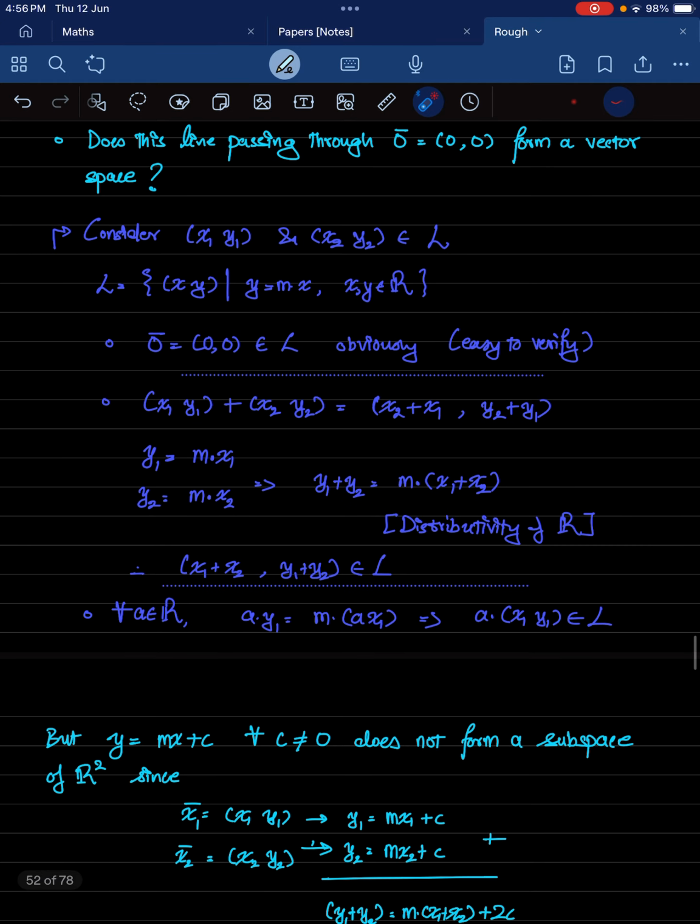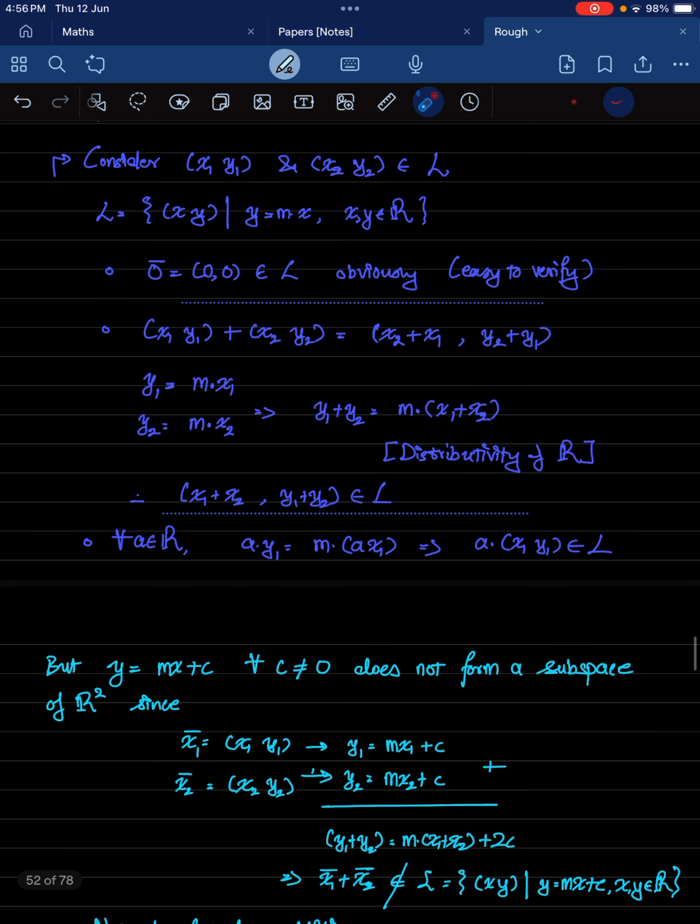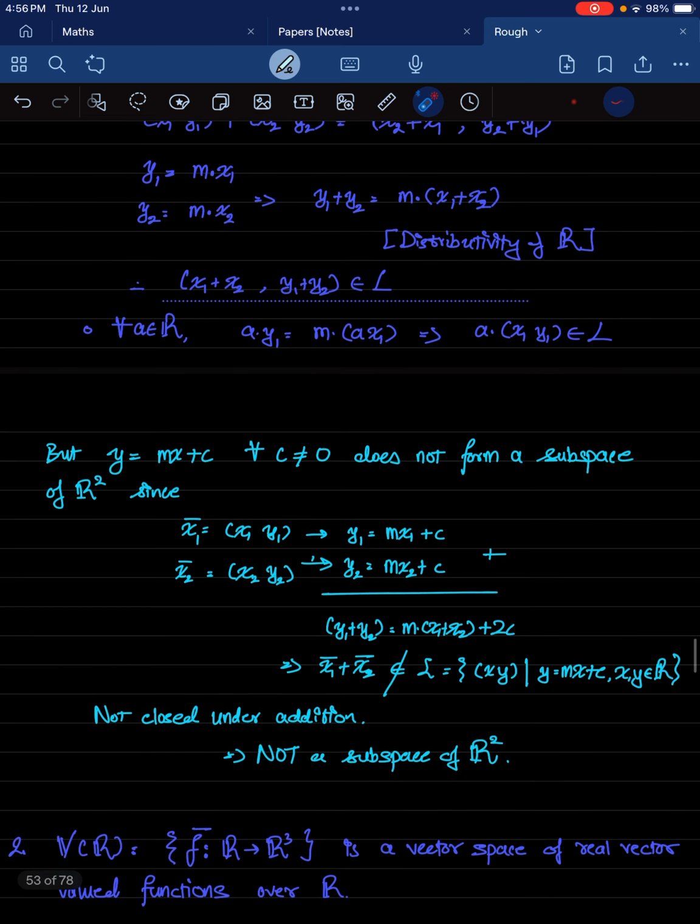Similarly, it's also easy to prove scalar multiplication, because if you just multiply a on both sides and rearrange the terms a bit, you get that a times (x1, y1) also satisfies the equation, and hence it belongs to the line passing through the origin.